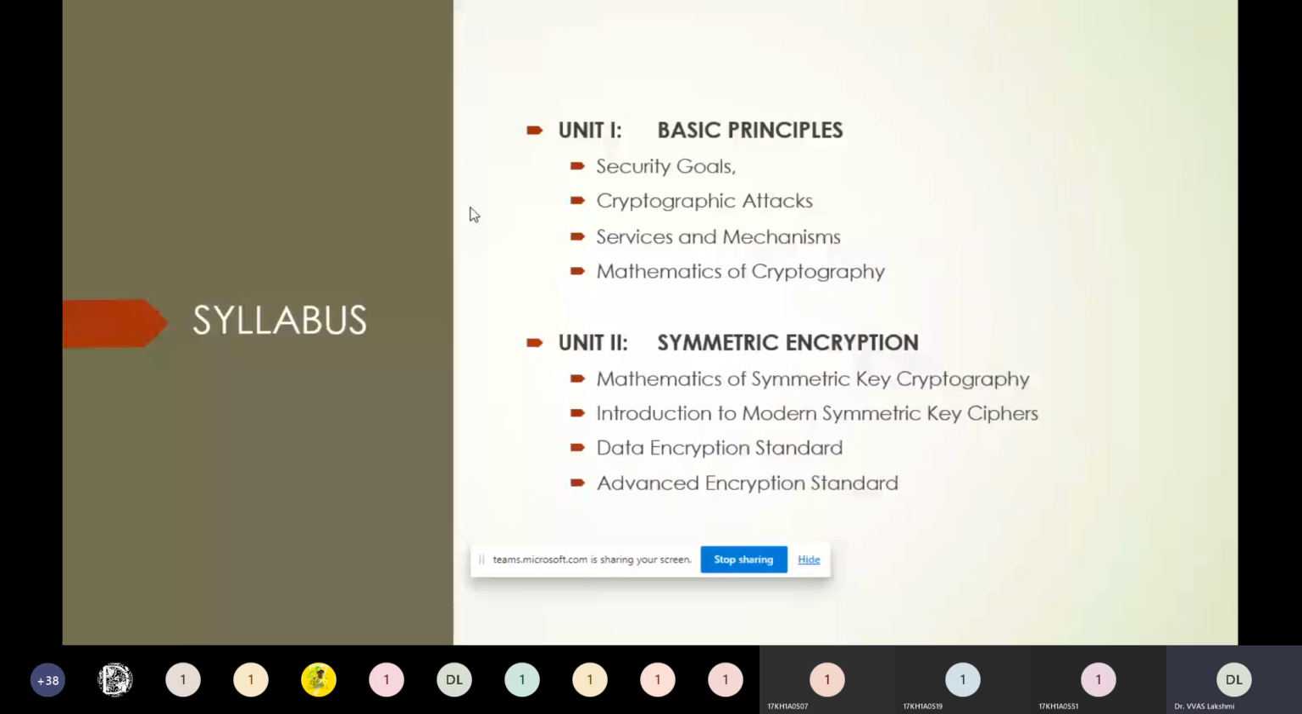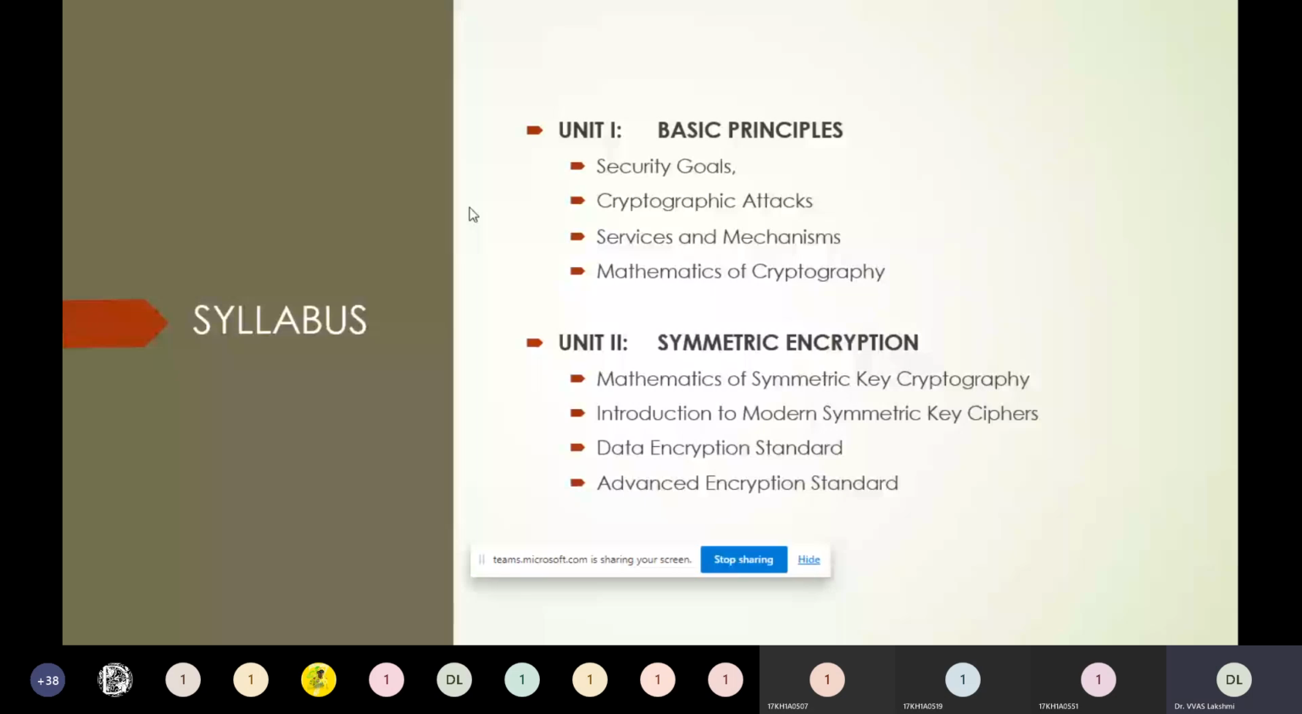In the second unit, the various techniques of symmetric key encryption. Symmetric key encryption means private key encryption. Here we are using a single key for both encryption and decryption. The main techniques are the Data Encryption Standard and the Advanced Encryption Standard. Here we are also going to learn about the mathematical applications for implementing the DES and AES algorithms.